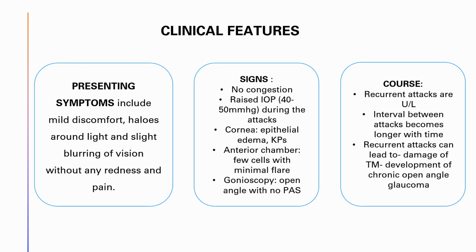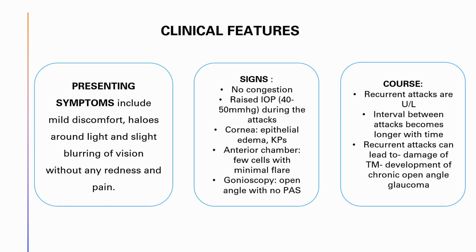The presenting symptoms include mild discomfort, halos around the light, slight blurring of vision without any redness and pain. Signs: there are no signs of congestion, but the IOP is raised during the attacks. In cornea, we can see epithelial edema and KPs, anterior chamber few cells with minimal flare, and on gonioscopy, open angle with no PAS formation. Course: the recurrent attacks are unilateral, and the interval between the attacks become longer with passing time.